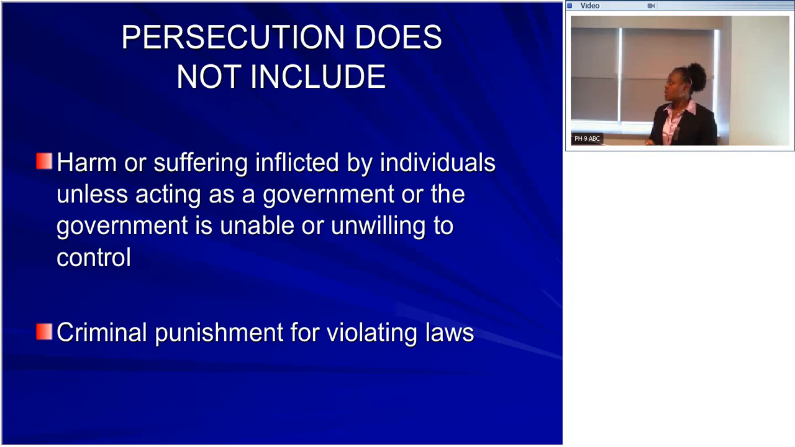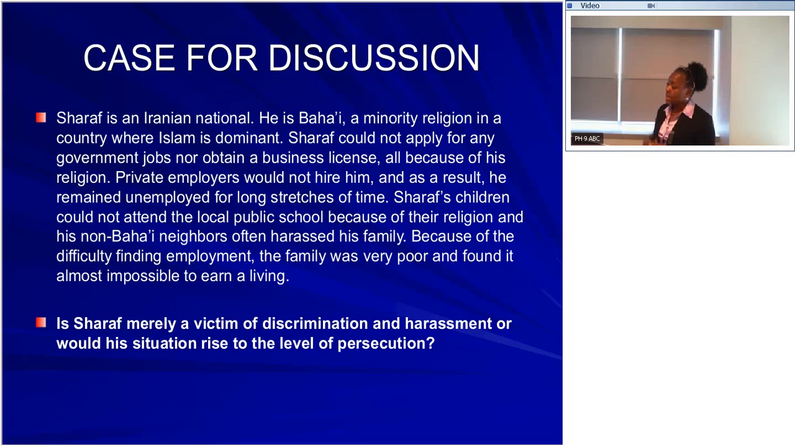Okay, so just to give you a quick case for discussion, and I'll just read this because of time. Sharif is an Iranian national. He's Baha'i, a minority religion in a country where Islam is dominant. Sharif could not apply for any government jobs nor obtain a business license, all because of his religion. Private employers would not hire him, and as a result, he remained unemployed for long stretches of time.